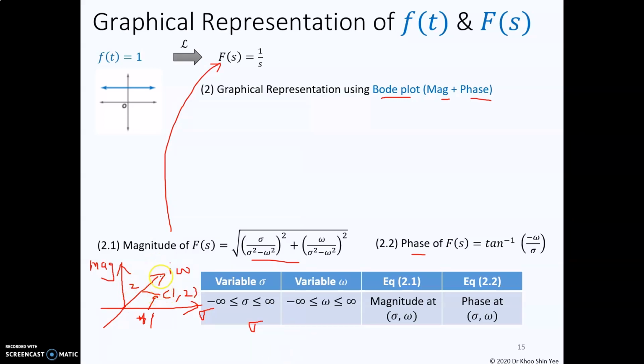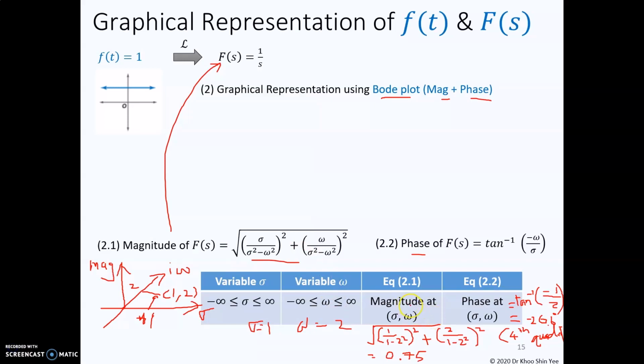So what is the magnitude? If sigma is 1 and omega equal to 2, when you substitute inside this formula, you should get your magnitude equal to 0.75. With that, you should expect at this point, your magnitude is 0.75 here.